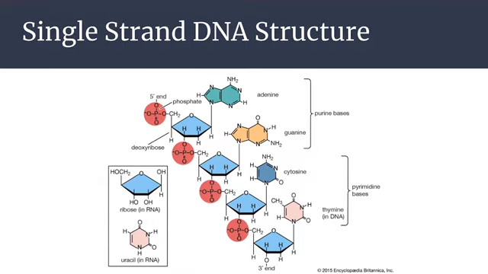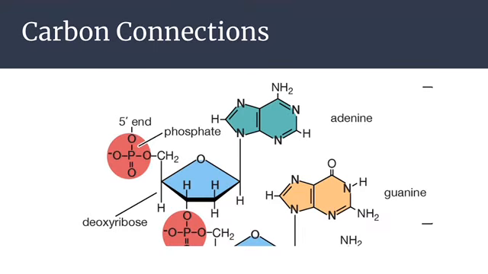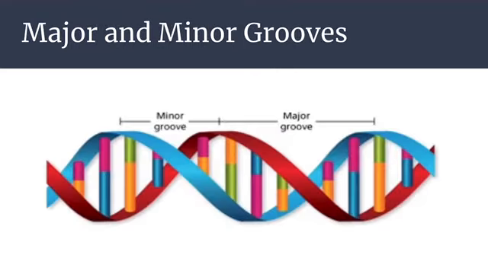A DNA strand is shown here. Here's an example of deoxyribose connecting to the phosphate group at the 5' carbon location. The next nucleotide connects at the 3' carbon.